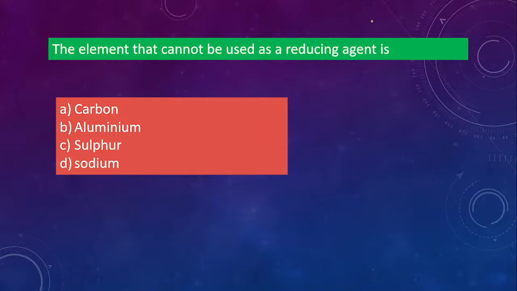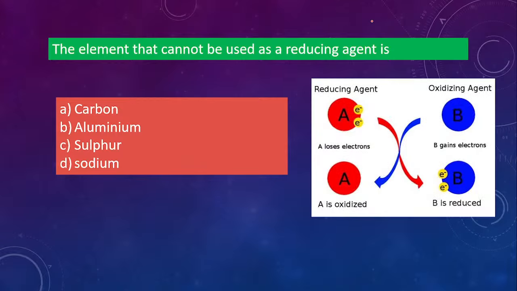Okay, let's see the answer. So see here, reducing agents are those which lose electrons, along with the addition of hydrogen and removal of oxygen. Remember, reducing agents are the ones which lose electrons, and oxidizing agents are the ones which gain electrons. The one which gets oxidized is the reducing agent, and the one which gets reduced is called the oxidizing agent. So now, can you tell me carbon, aluminium, sulfur, sodium?